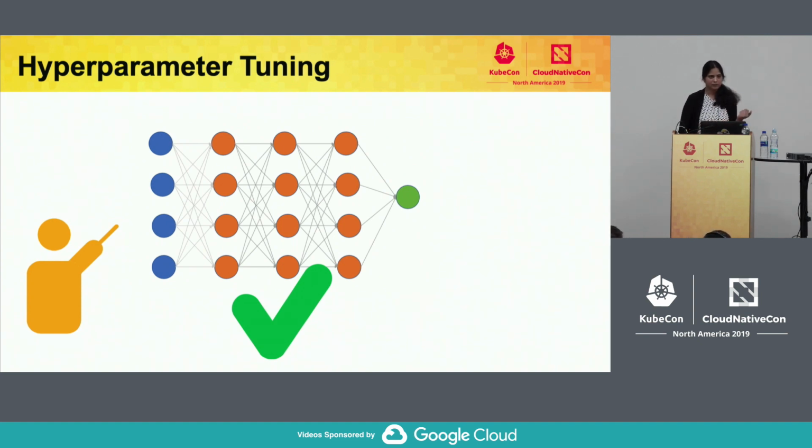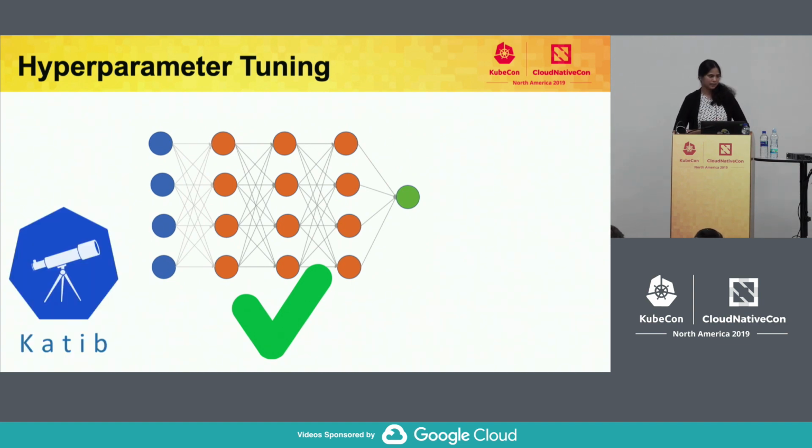And the way Kubeflow allows you to do that is using something called Katib. Katib is a hyperparameter tuner and a neural architecture search. We can argue about whether neural architecture search is also hyperparameter tuning, but it basically does both. It lets you identify the best hyperparameters and the best models for your data.